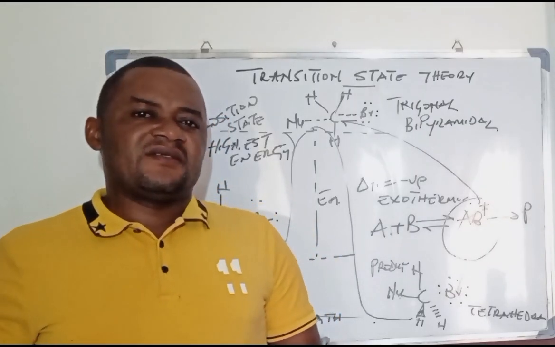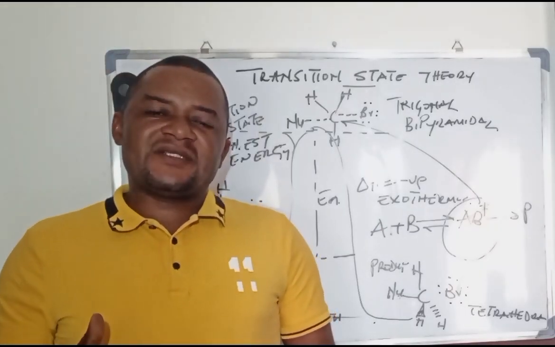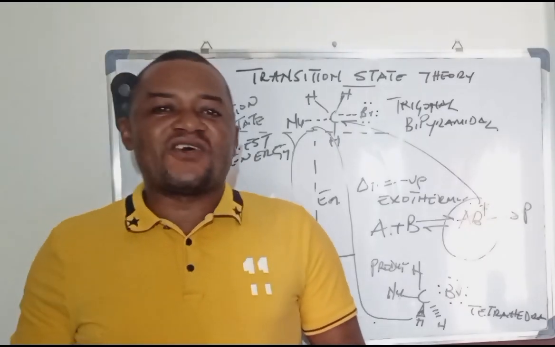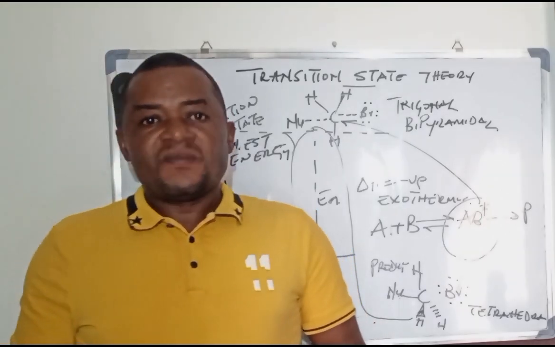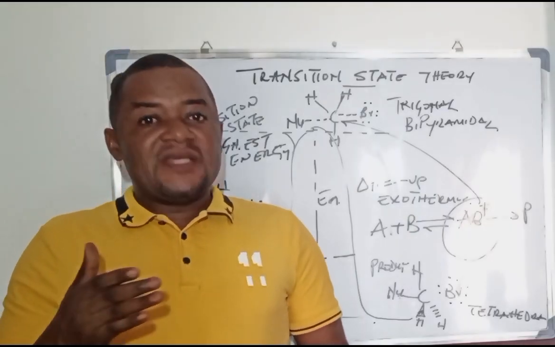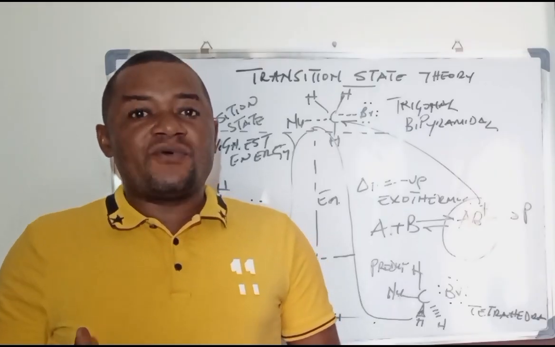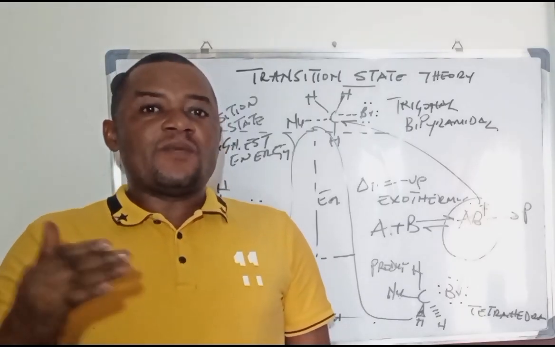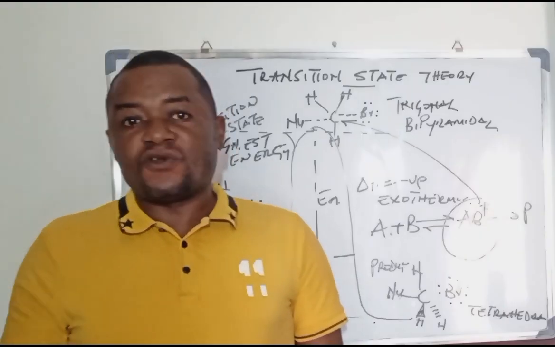What does the theory say? The theory is simple. It believes that for a product to be formed, there must be a very high energy that the reactant must overcome in order to have the product formed. That is to say, according to the theory, you cannot have a product being formed without the transition state. So, if the reactants are able to get to the transition state, which is the point with the highest energy in every reaction, that is when you can now have a product being formed.